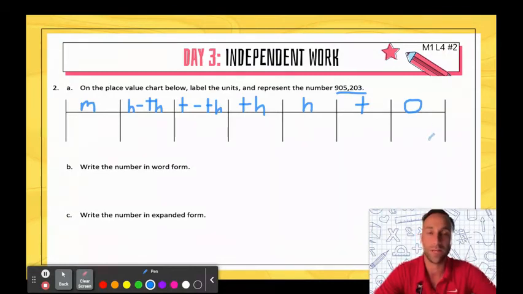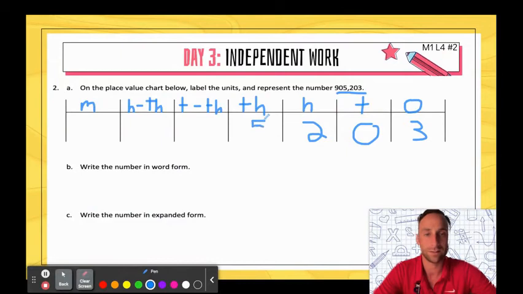Now, just to repeat in the place value chart and make sure I do it accurately, I always start in the ones place. So I have a 3 in the ones place, a 0 in the tens place, a 2 in the hundreds place, a 5 in the thousands place, 0 in the 10,000s place, and a 9 in the 100,000s place. 1, 2, 3, comma.